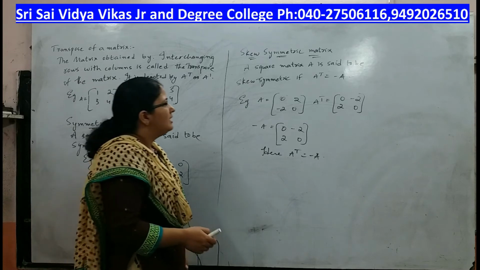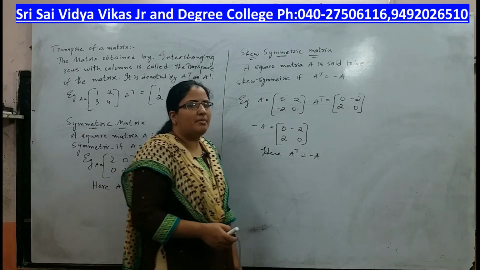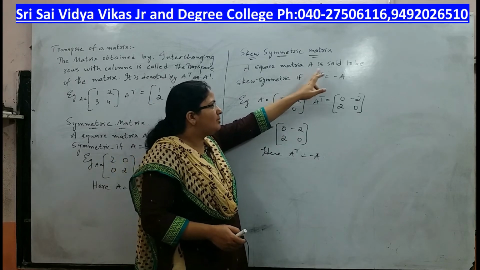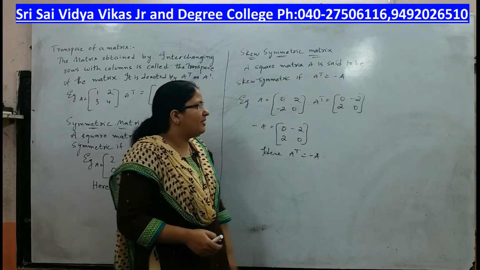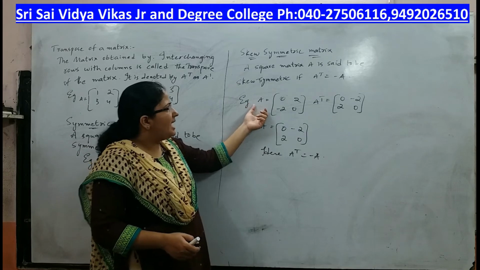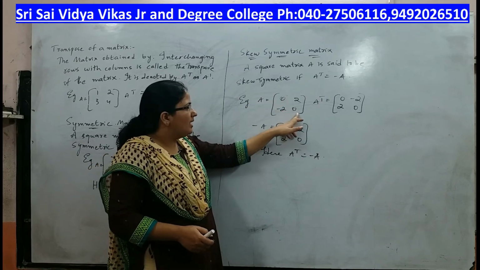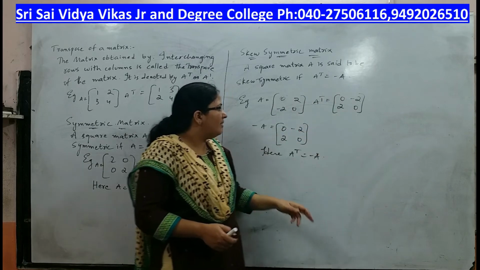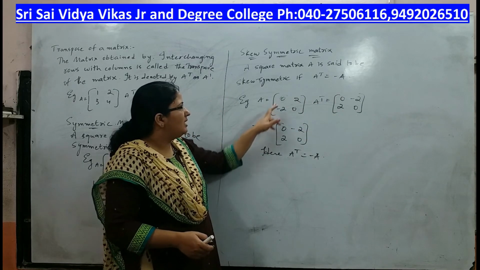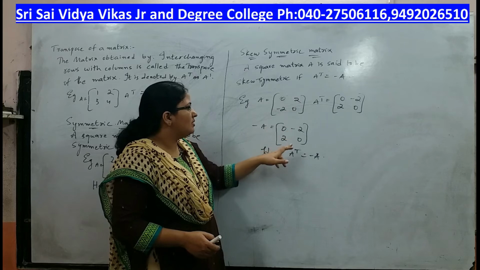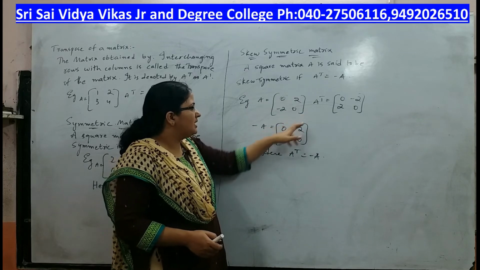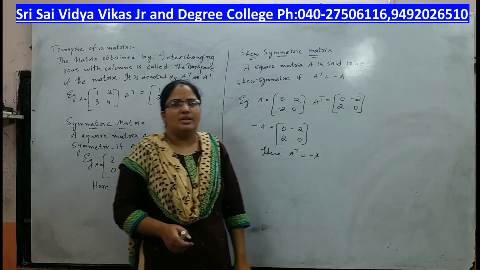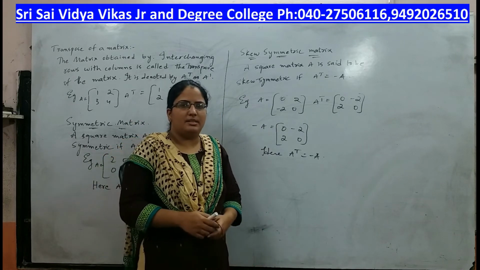Next we have something called skew symmetric matrix. In a skew symmetric matrix, A transpose should be equal to minus A. For example, let us take A as 0, 2, minus 2, 0. A transpose will be 0, minus 2, 2, 0. And minus A is what? 0, minus 2, 2, 0. So you are getting A transpose equal to minus A. Such type of matrices are called skew symmetric matrices.